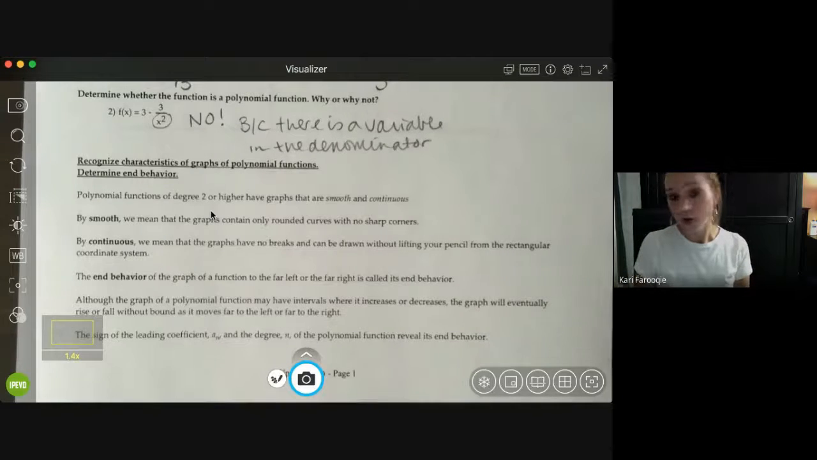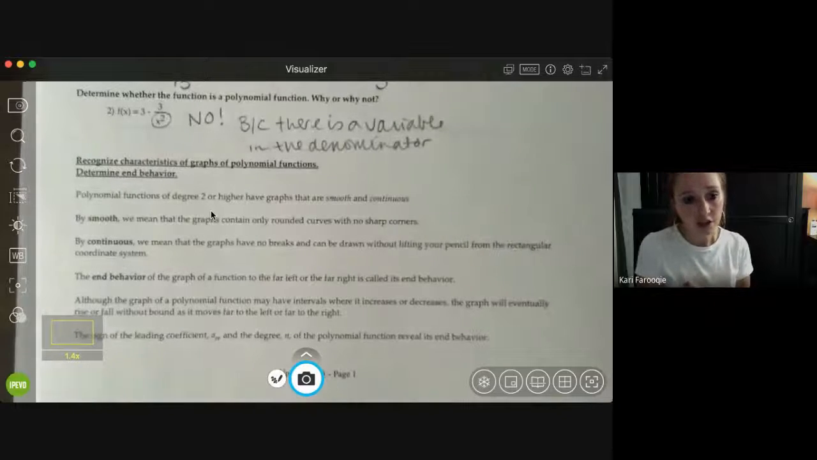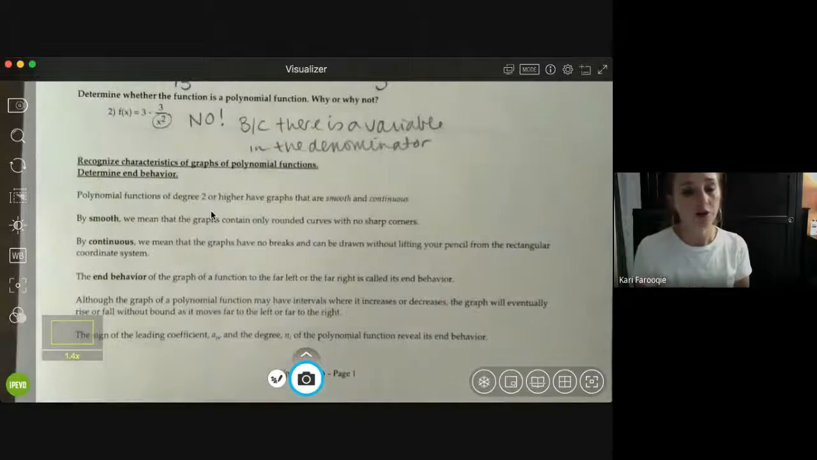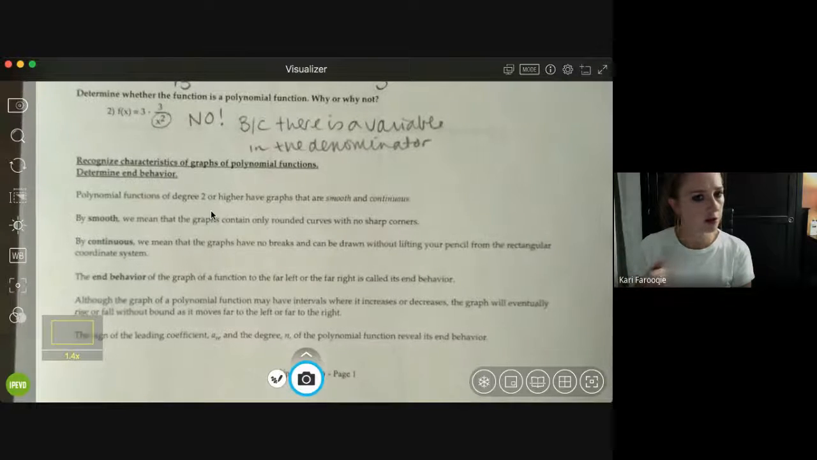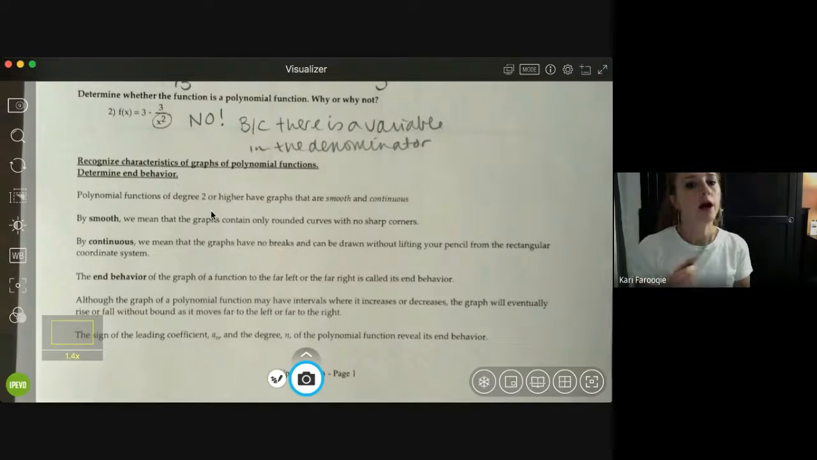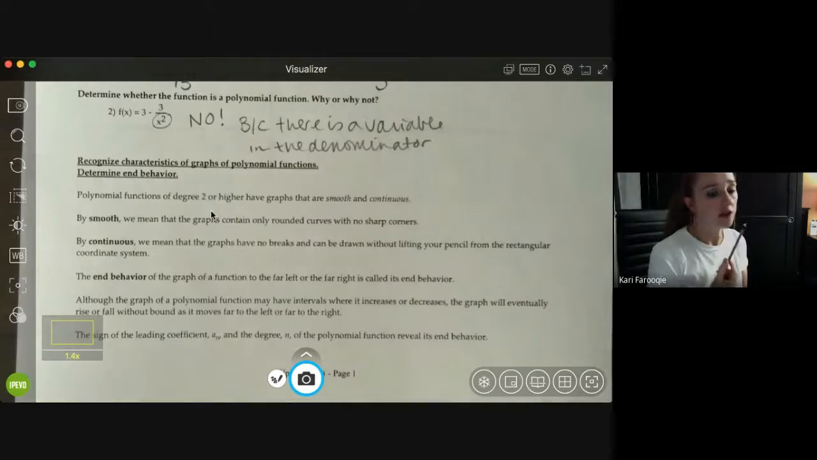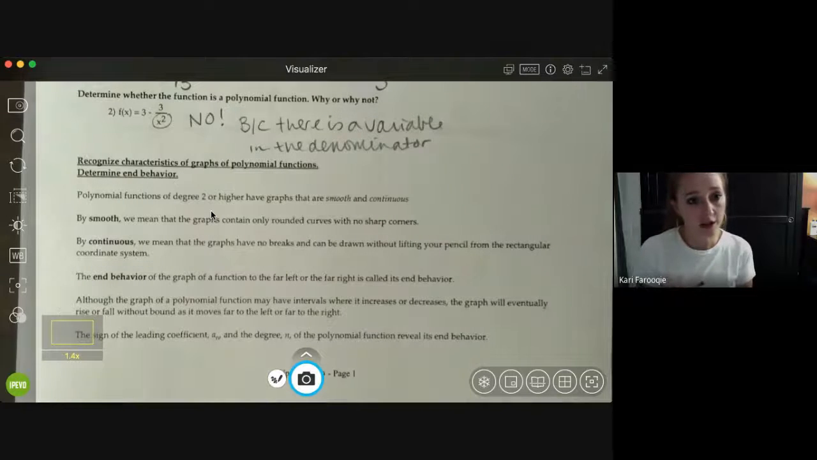You're going to spend a lot of time in calculus talking about continuous functions. Polynomials are continuous functions. They're going to be nice, smooth curves. You're never going to lift your pencil. So not like a piecewise function. By smooth, we mean the graphs contain only rounded curves with no sharp corners. By continuous, we mean the graphs have no breaks and can be drawn without lifting your pencil from the rectangular coordinate system. Now, when we get back into this next time, we're going to start by talking about end behavior.